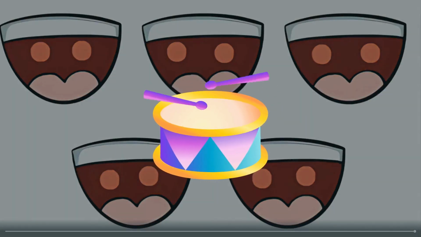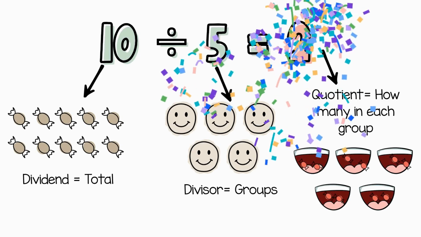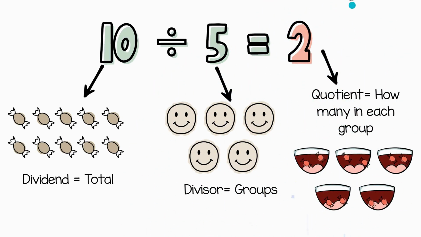And I stop there because my dividend is 10, which means the total number of items I have to give. So now that I have no more items, I want you to take a look at how many pieces of candy each child got. Can you guess what our quotient is? That's right. It's 2. That is how we got our answer.